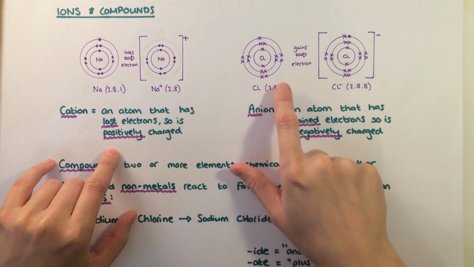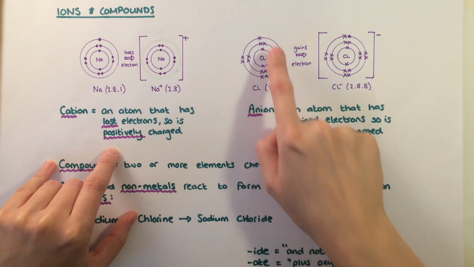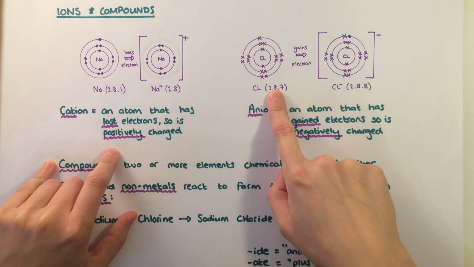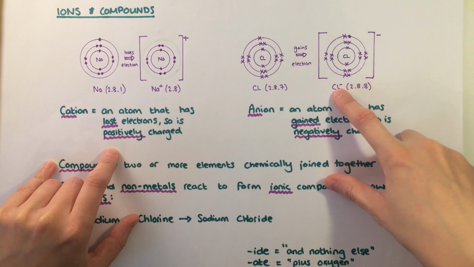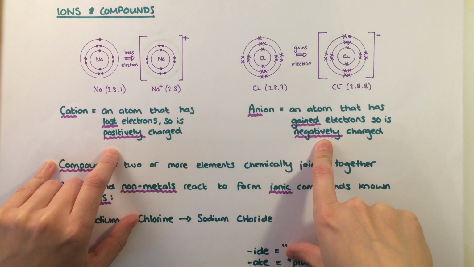Another example is chlorine. It has the electron arrangement 2, 8, 7. If it were to gain an electron, to give it a full outer shell, it would become negatively charged, denoted as Cl-. Negatively charged ions are called anions.